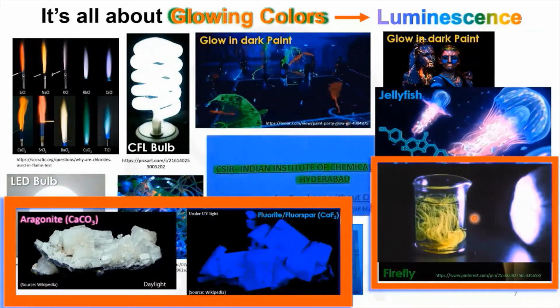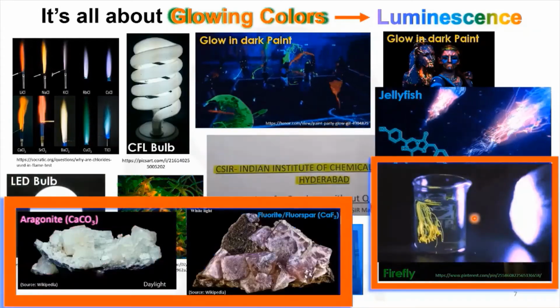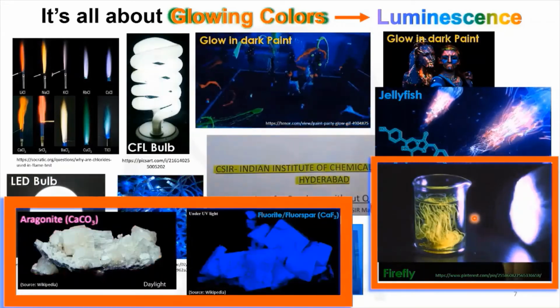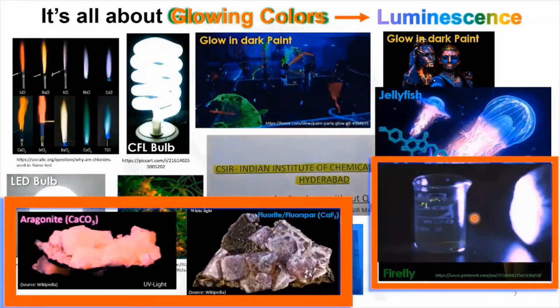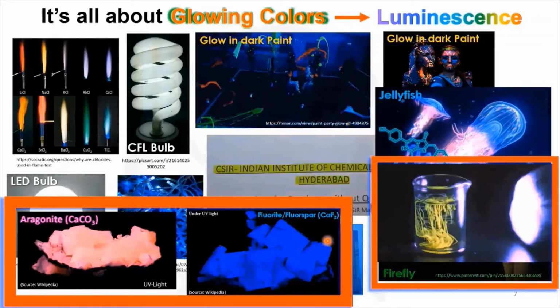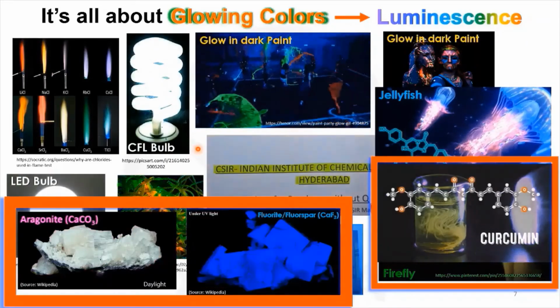Also, we can see this luminescence in different kinds of minerals found in nature, like aragonite, which is calcium carbonate, or fluorite or fluorspar, which is calcium fluoride. They glow under a UV lamp with different colors.